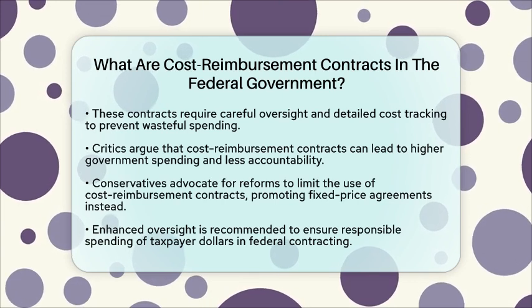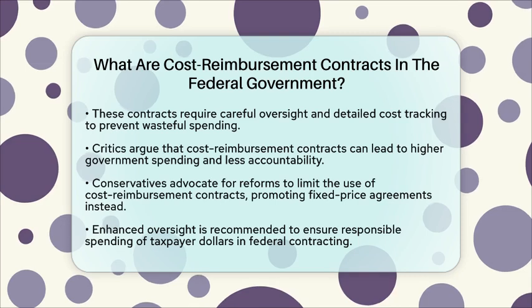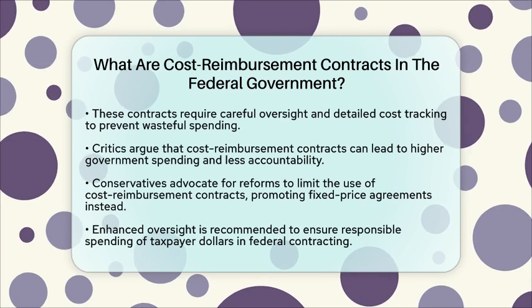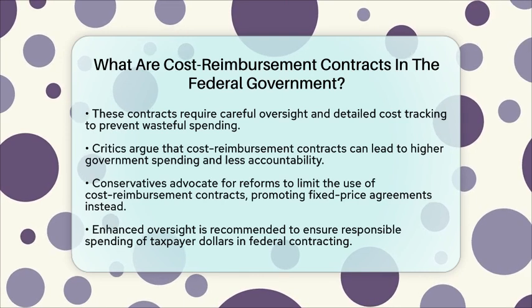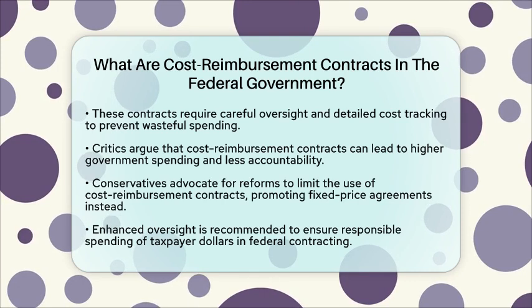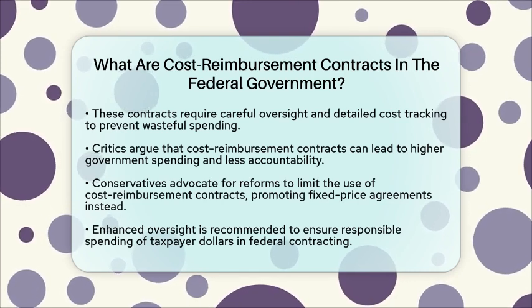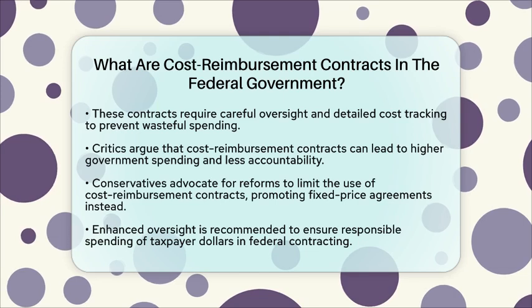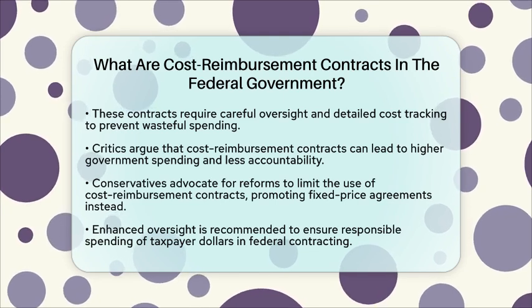In essence, cost reimbursement contracts in the federal government allow for reimbursement of allowable costs plus a fee, primarily used when project costs are uncertain. While they offer flexibility for complex projects, they require strong government management to avoid excessive spending, aligning with conservative calls for fiscal responsibility and limited government spending.